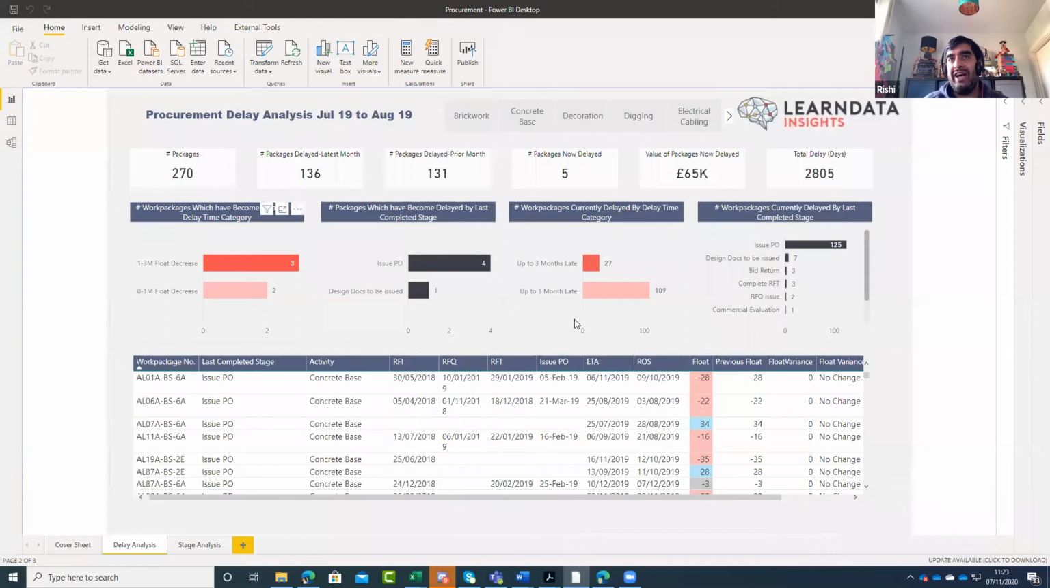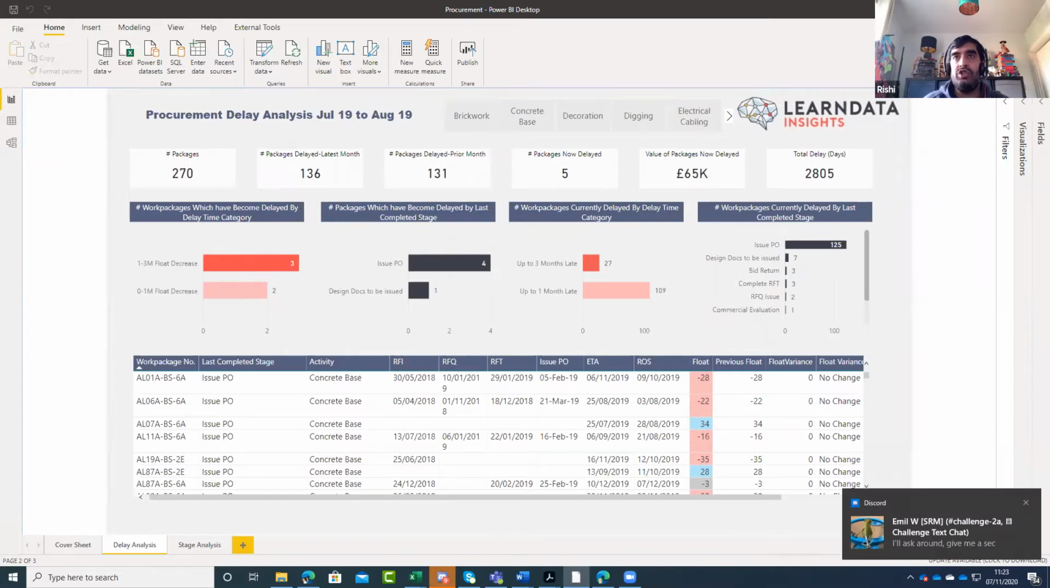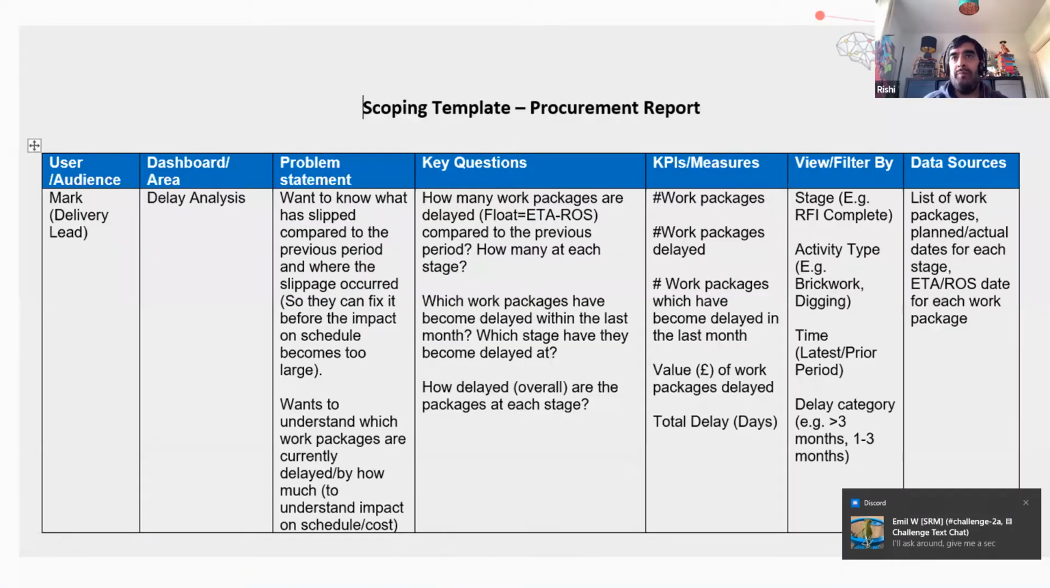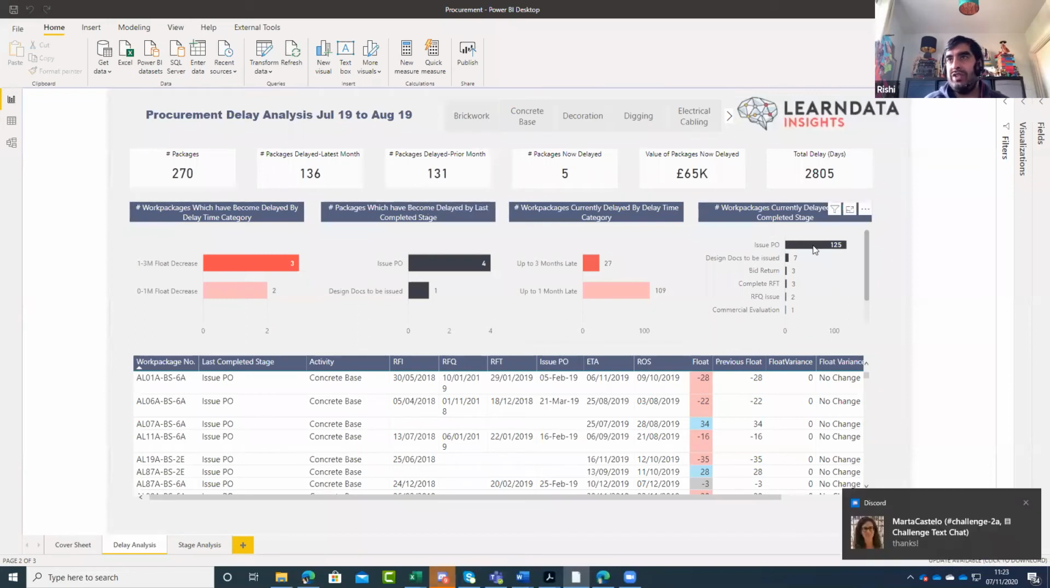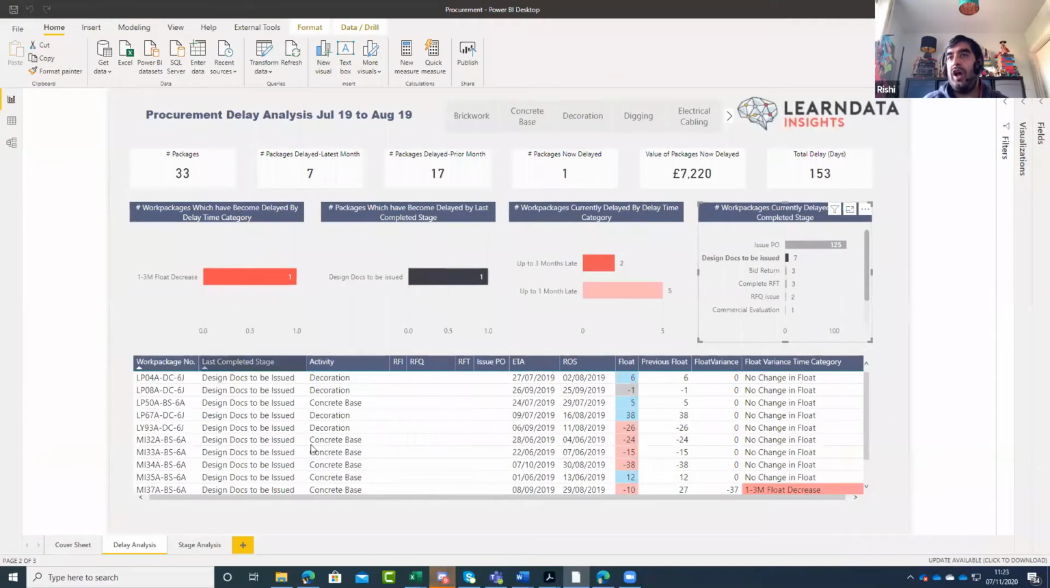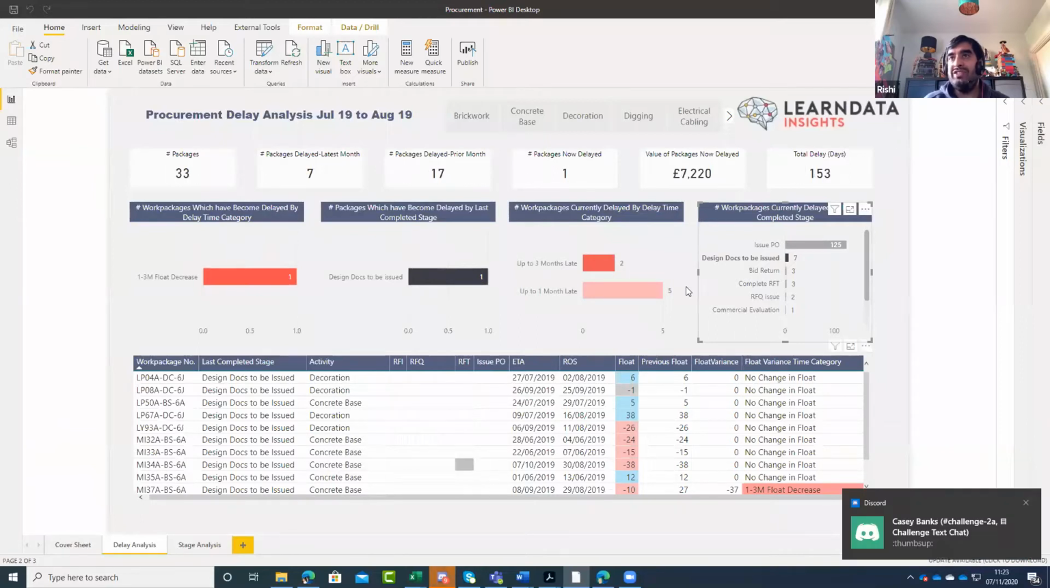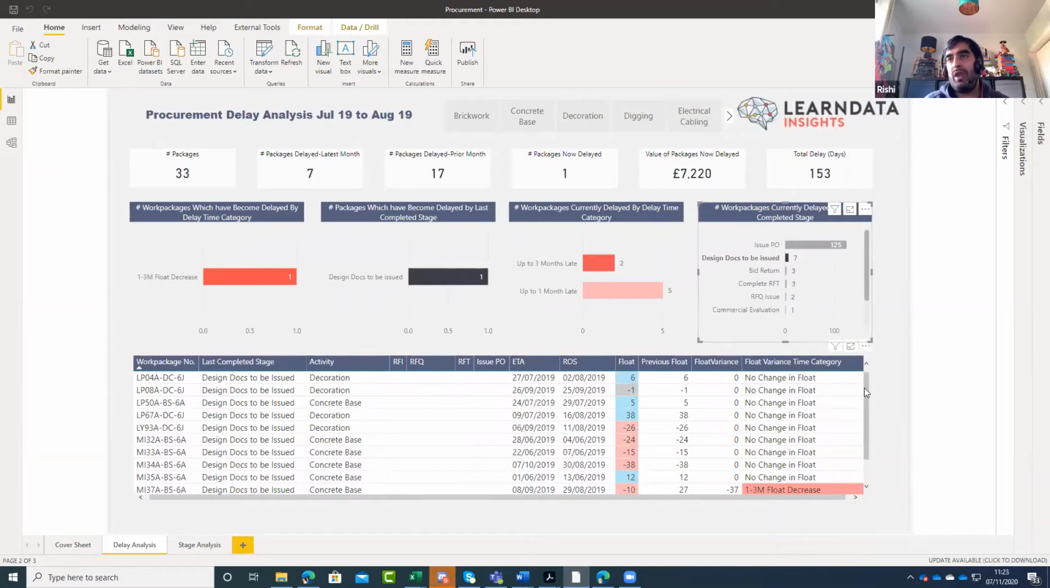So the idea is that we can use the cross filtering within Power BI to answer the rest of the questions, because we then want to see how delayed they are overall. We can use these cross filters and say, okay, let me see all the ones that are at the design docs to be issued stage. So we click on design docs to be issued, and now everything else updates to reflect those. Now we can see all of the ones currently at that work package stage, and we can see the time category, the float, and the details of all of those here.